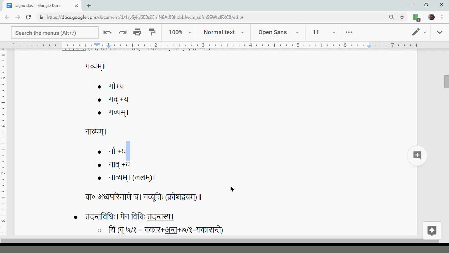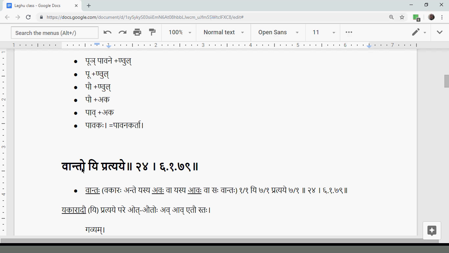Further, there is a vartika in this which says Adhva parimane cha. Parimana is a measure: from the dhatu ma mane, paripurvaka ma dhatu, and lyut pratyaya gives you parimana. Parimana means a measure, and a measure of what? Adhva. Adhva means a path. So when something is talking about a measure of path or a distance, adhva parimane, then also this Vanta Adesha will take place.